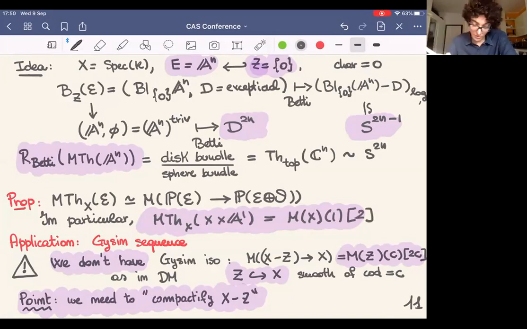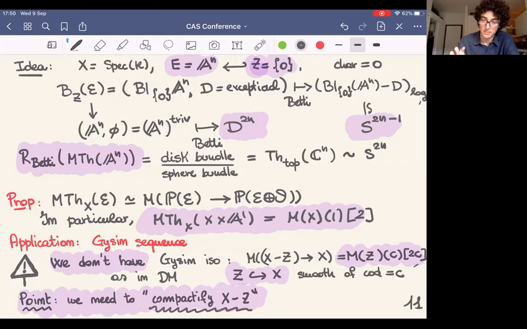As an application of this Thom space construction, I can now discuss Gysin maps in our setting. And here the sign of caution is the same as I was briefly mentioning before. We don't have a Gysin isomorphism as in DM. The Gysin isomorphism in DM would say that the motive of X minus Z into X, say that Z is smooth of codimension c, is the same as the motive of Z, twist c, shift 2c. This we don't have. And the point is that we really need to compactify this X minus Z to actually get a proper formulation.